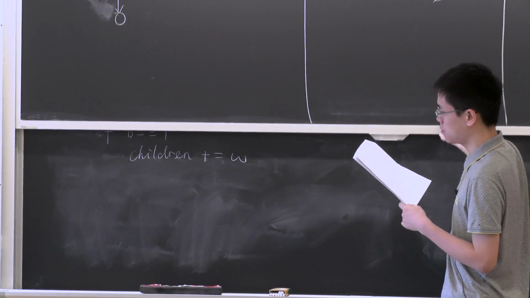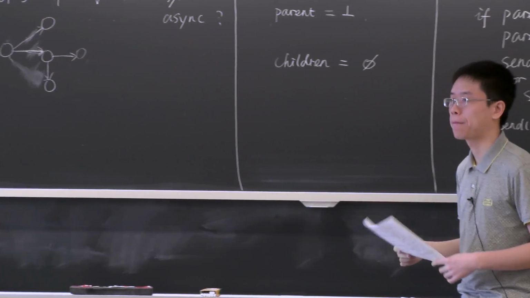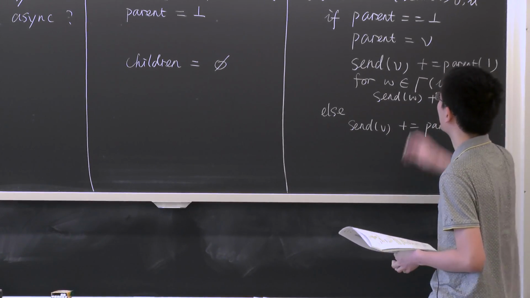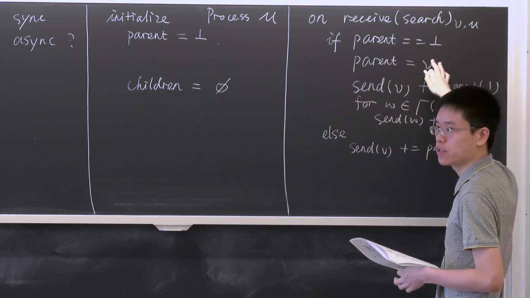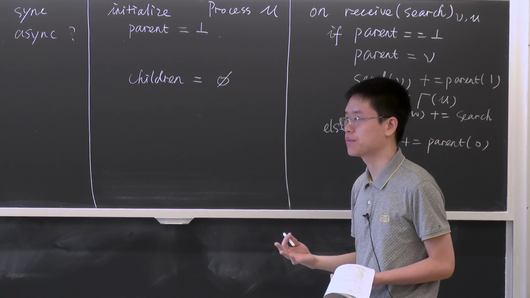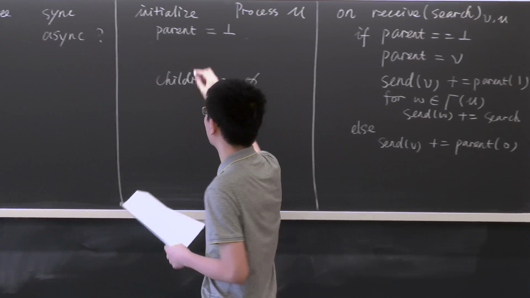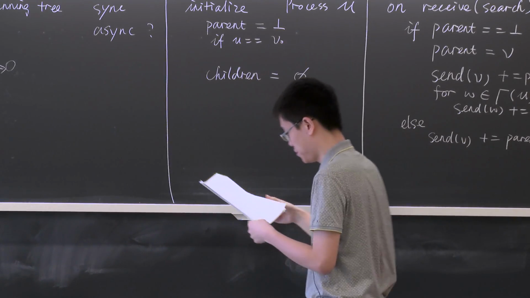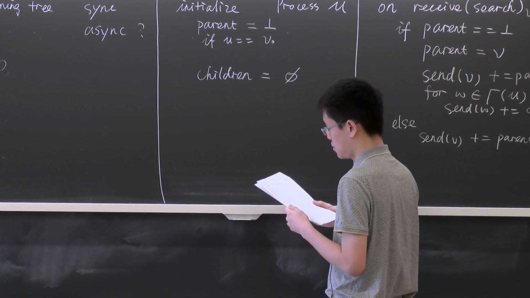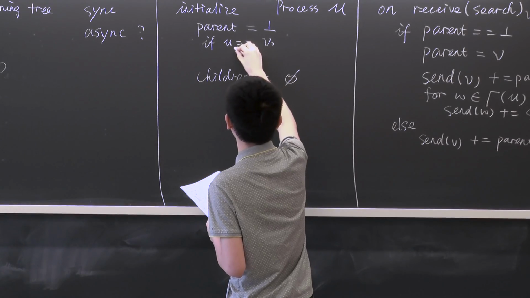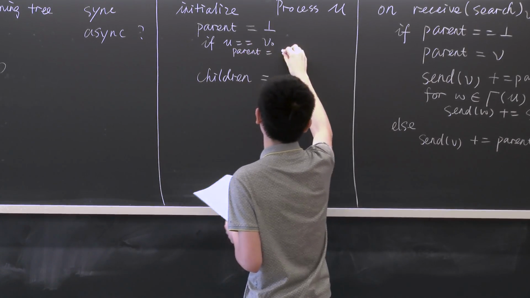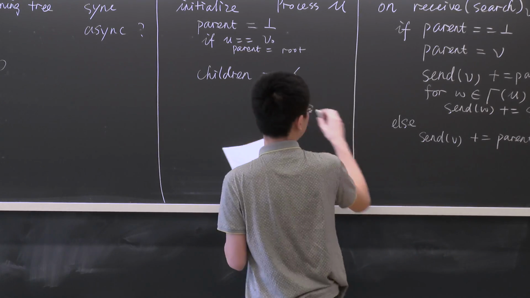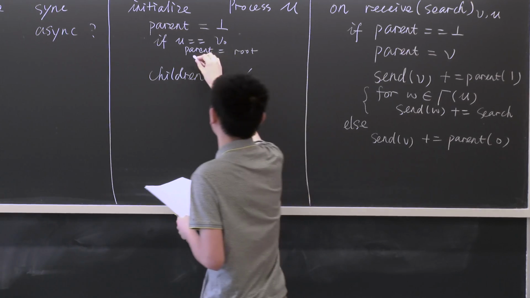Okay, I'm leaving some space here, because our root should be slightly different. Every other node will send search messages when it receives the search message. We need someone to initiate. Make sense? So if U equals root, we say the root is V0, two things should happen. First, we should set its parent to some special value. Let me just say root. And then I should copy this blob of code to here.